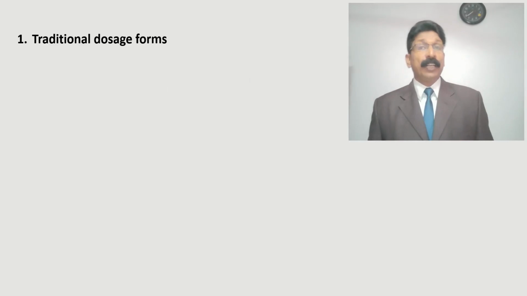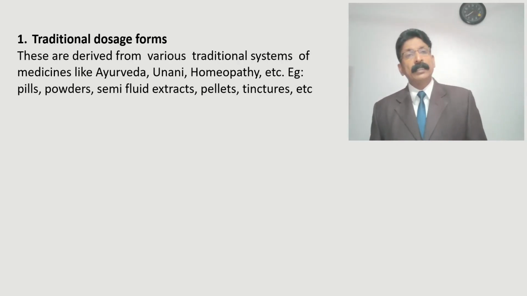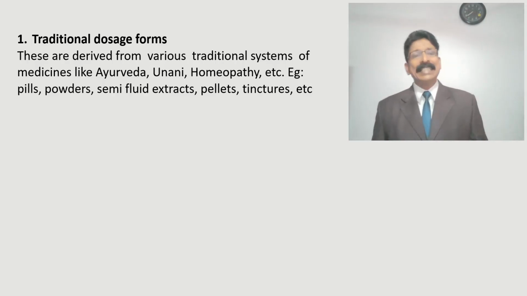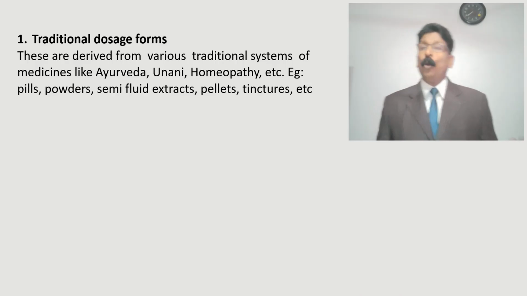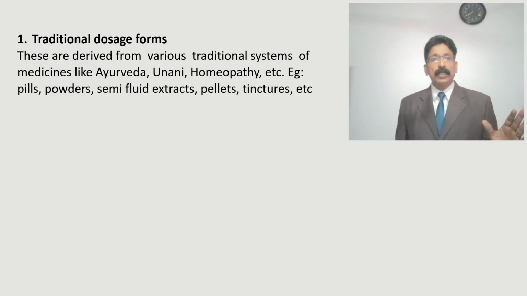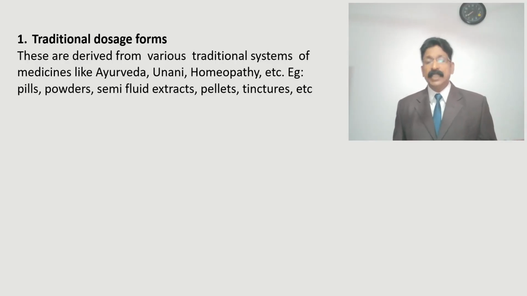So, traditional dosage forms are derived from various traditional systems of medicine like Ayurveda, Unani, Siddha, homeopathy, etc. They may be pills, powders, tablets such as molded tablets or compressed tablets, semi-fluid extracts, pellets, tinctures, etc.